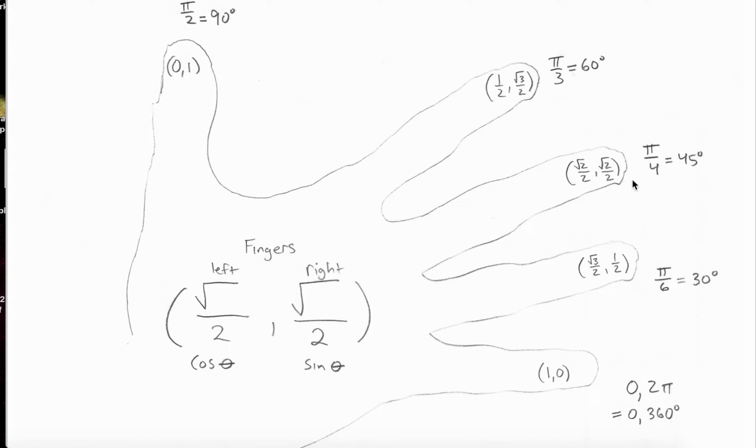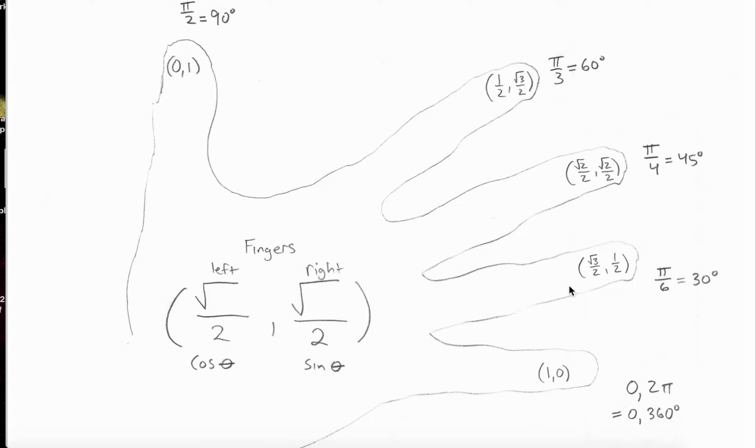If we want to practice this at 45 degrees, put your middle finger down. And how many fingers are to the left of it or above it? We got 2. Square root of 2 over 2. How many fingers are still up below it or to the right of it? That would also be 2, so there's our coordinates.